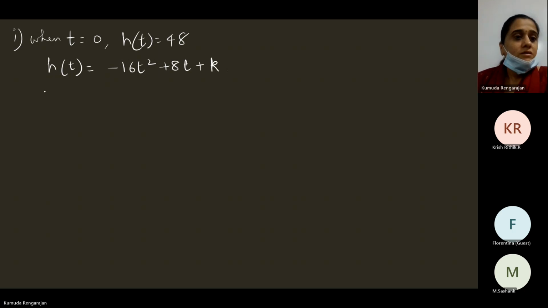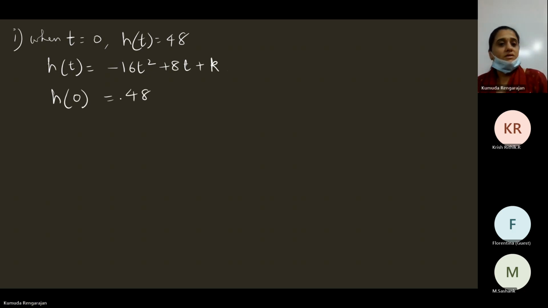So when t is 0, the value of h of t is 48. When the value of t is 0, we write h of 0. So t is 0. What is the value of h of 0? What's the value of the polynomial? It's 48. That's how we represent it in 9th standard. So h of 0 is equal to 48. That is, when t is 0, the value of the polynomial is 48.